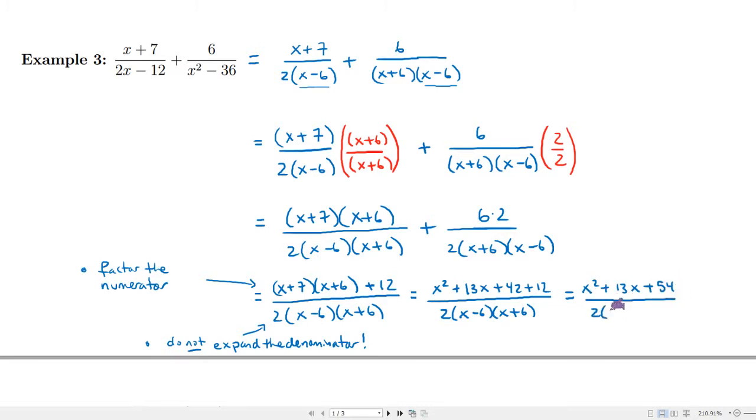And you can start to think about the factors that are going to work there. Okay, well, what are the factors of 54? Well, 9 and 6, right? Anything else? Well, if we think about all the factors of 54, we'd have 1 and 54, 2 and 27, 3 and 18, 6 and 9. I don't think any of those are going to give us the sum of 13. So what that actually means here is that this numerator is irreducible. There's no further reduction that can be done.